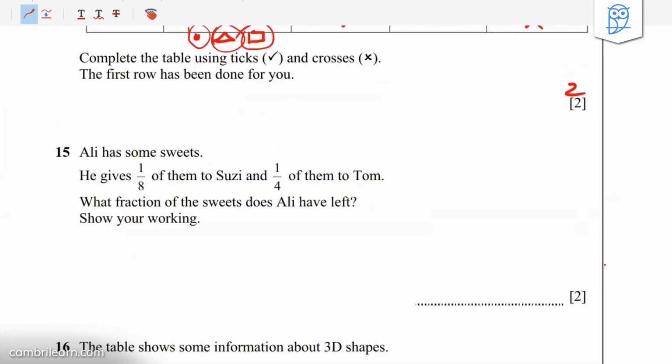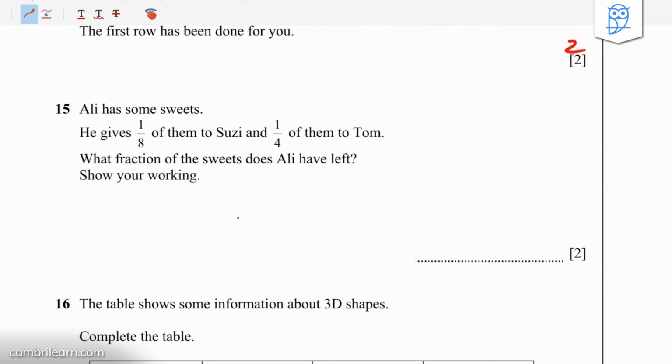Next question. Ali has some sweets. He gives an 1/8 of them to Susie and a 1/4 of them to Tom. What fraction of the sweets does Ali have left? They don't give me the amount that Ali has. They just want to know the fraction that he has left. So what we have to do is add an 1/8 and a 1/4. So he gives an 1/8 and a 1/4 of the sweets away, and now we have to add these 2 fractions.